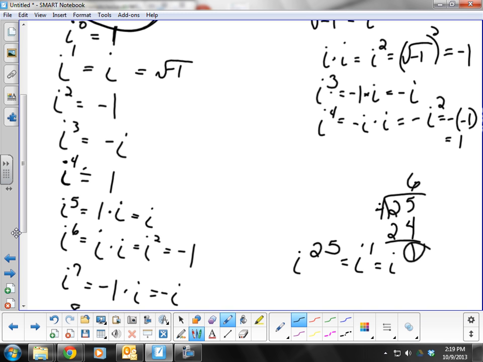So I just gave you the pattern. Take the exponent, divide it by 4. Look at the remainder. Then all you have to have memorized are these first 4. If the remainder is 0, then the answer is 1. If the remainder is 1, the answer is i. If the remainder is 2, -1. And if the remainder is 3, -i. You have it.